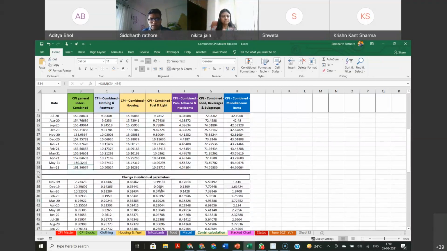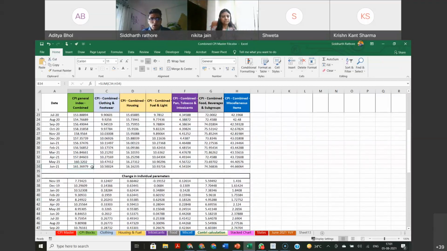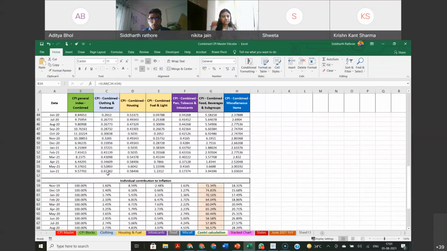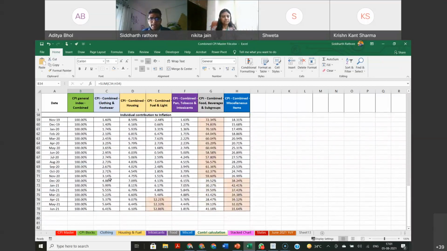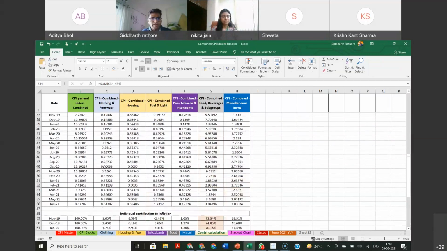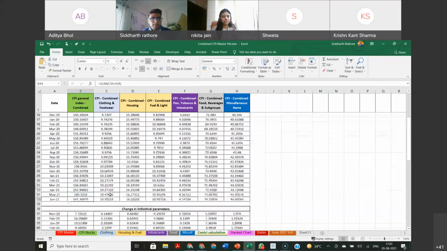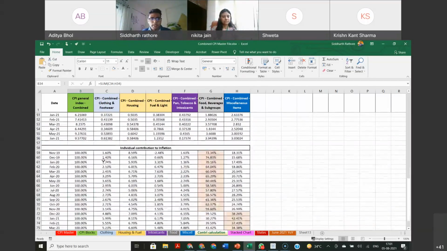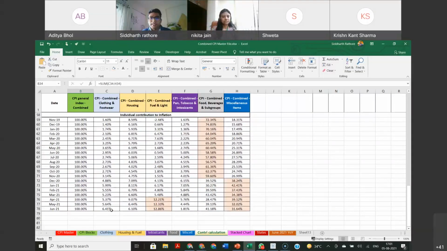Now, once we have calculated this 161 value, all we need to find is the contribution. So you divide it by the entire figure, for example 10 divided by 161. So you will get the exact contribution of each particular factor. And thereby you just upload this particular file to Tableau, and it does the analysis for you.